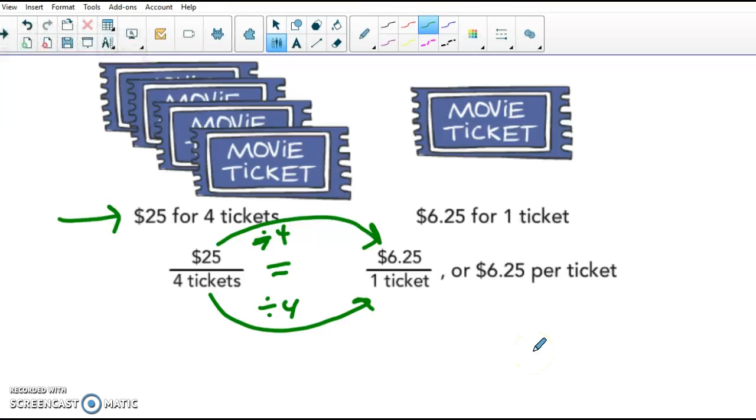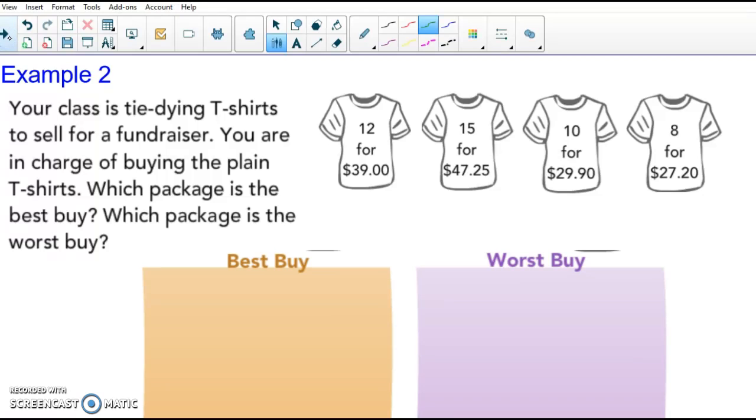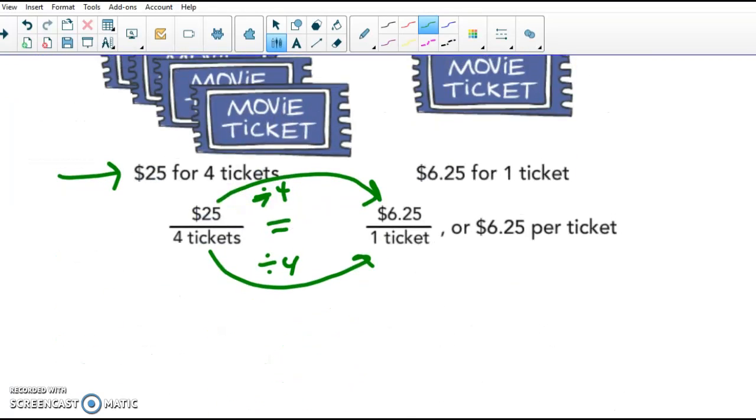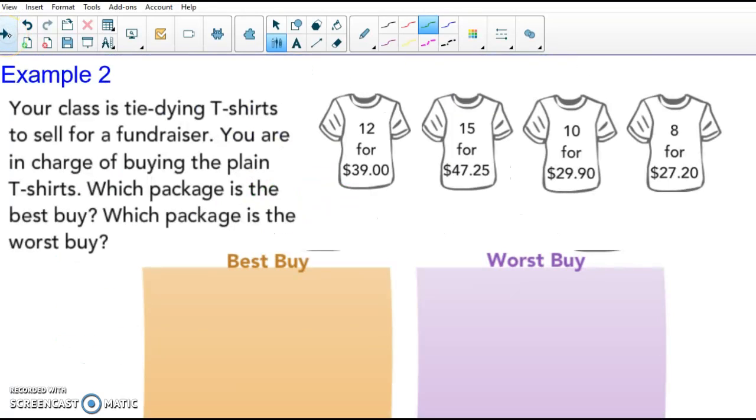All right, so as we wrap up these video notes, let's look at how we can use unit rates to help us make better choices about our purchases.